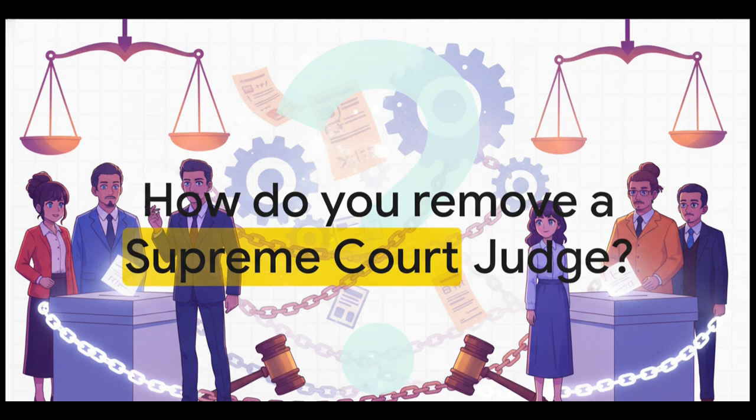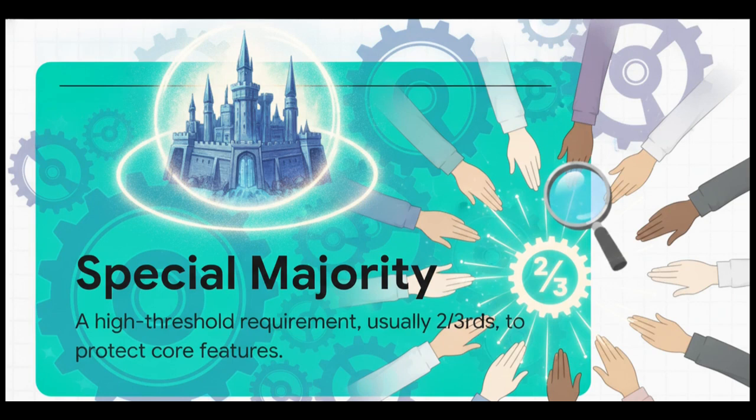If a government could just remove a Supreme Court judge because, hey, a few opposition members were stuck in traffic one afternoon, the entire system of checks and balances would literally collapse. We need way harder voting rules. That brings us to the special majority. This is a formidable, top-tier level of voting designed exclusively to protect the absolute core features of the system. It generally involves hitting a 2/3 threshold, which makes it exceptionally difficult to achieve unless you have really broad cross-party consensus.